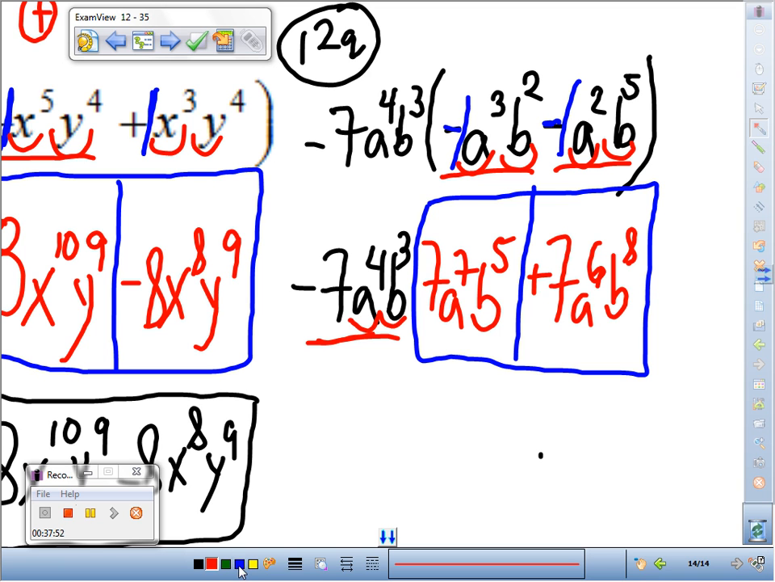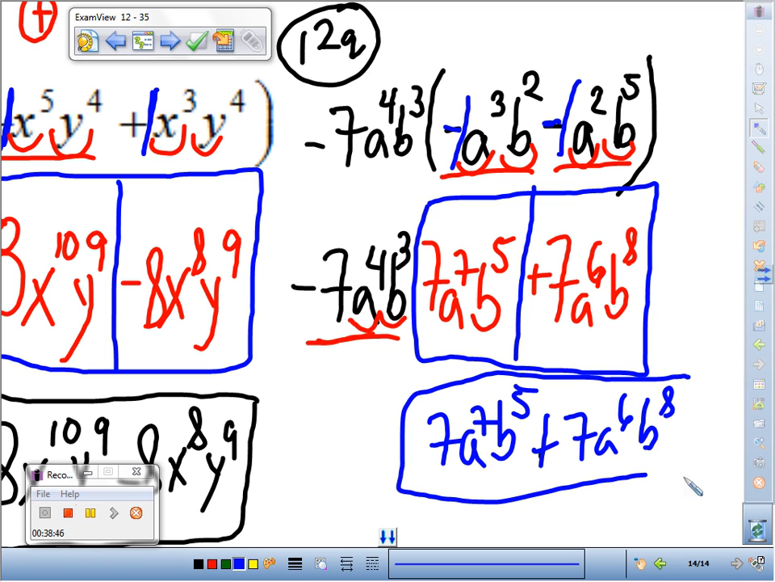So at the end, we just write 7a to the 7th, b to the 5th, plus 7a to the 6th, b to the 8th. Hands up if you got that by yourself. Okay, let's move on. Number 13.